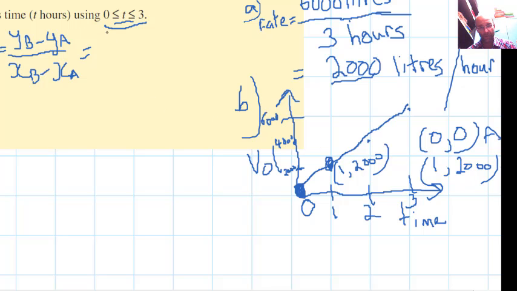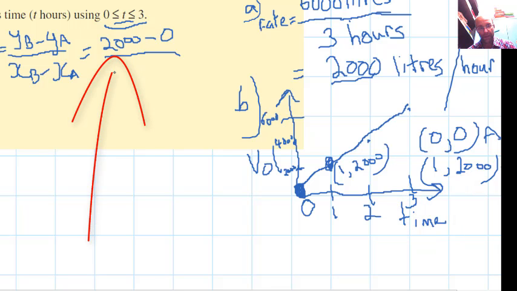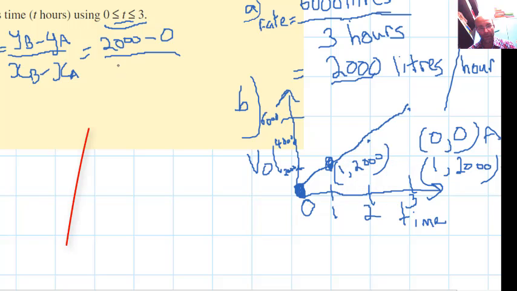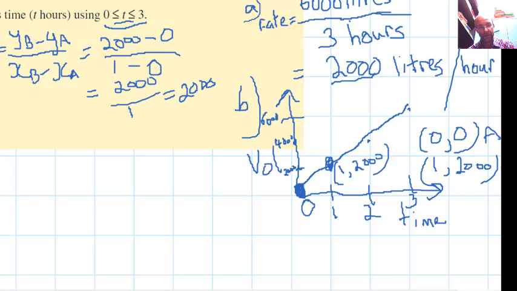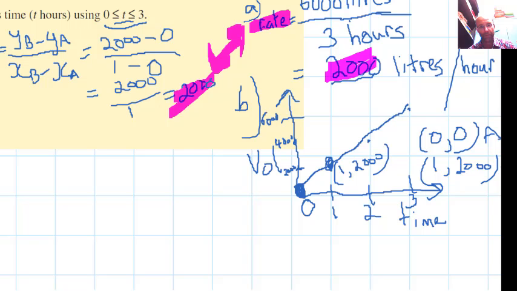So the Y value of A and the Y value of B first on the top. So YB is 2000, Y of A is 0, and X of B is 1, and the X of A, I should say, is 0. That's 2000 over 1, which is 2000. Now it's no accident that this 2000 and that 2000 are the same, because the gradient is the same as the rate. Okay, so the gradient and the rate are the same. Alright, very important, the gradient and the rate are the same in direct proportion.